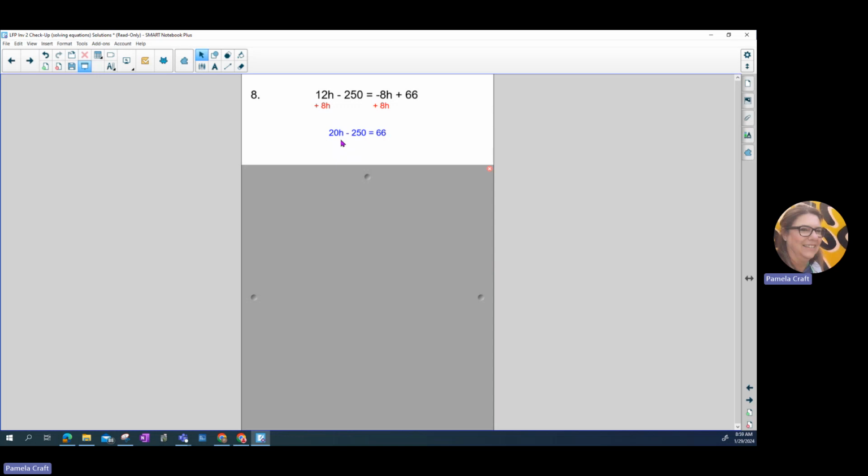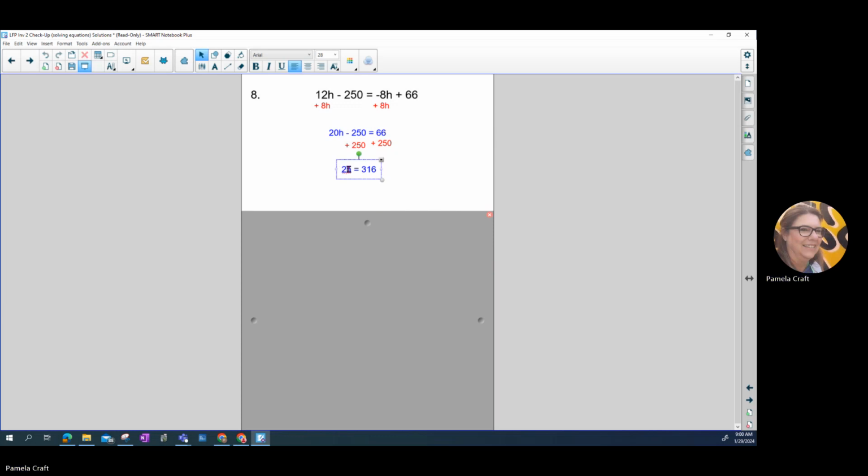So now it's just a two-step equation. We have multiplication by 20 and subtraction by 250. So I'm going to add 250 to both sides. Again, that cancels out the 250 on the left, leaving you with 20H, is equal to 316.